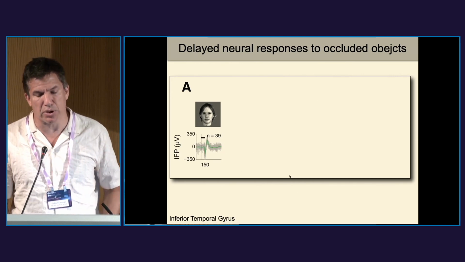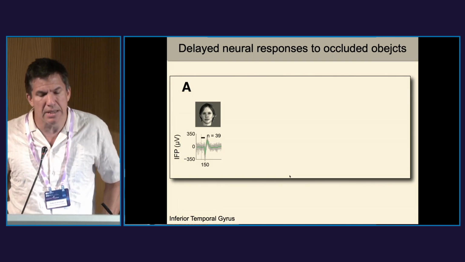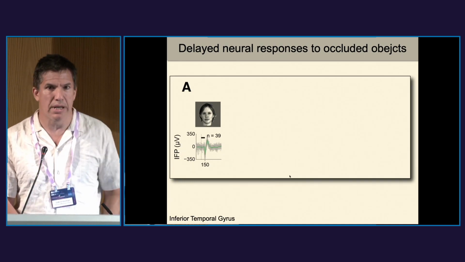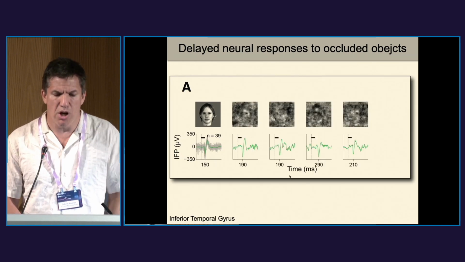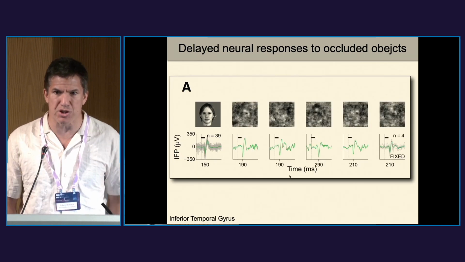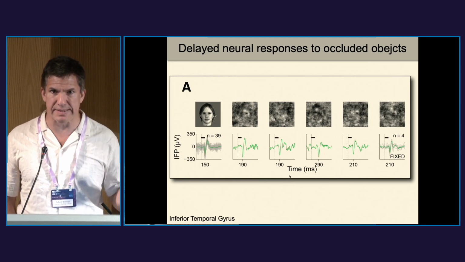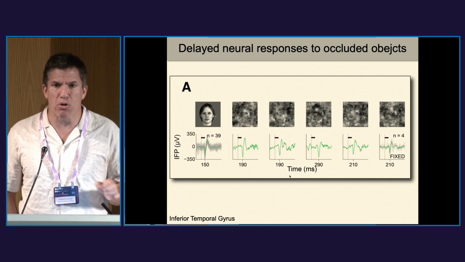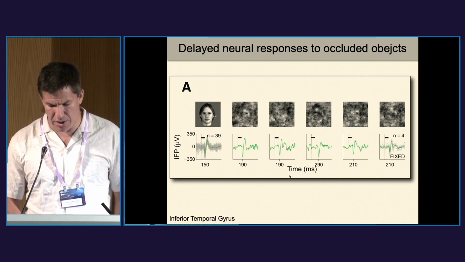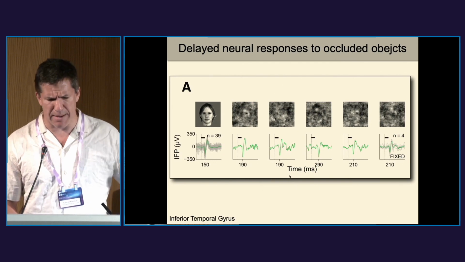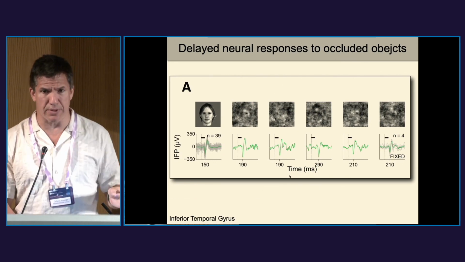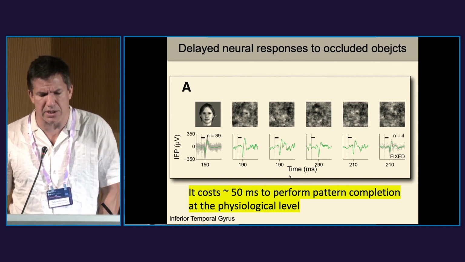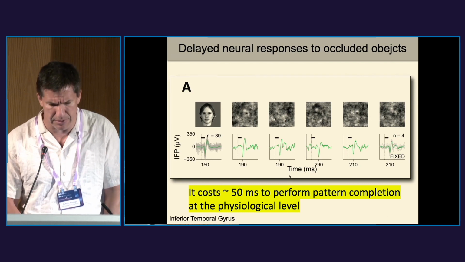This is the intracranial field potential on the x-axis as a function of time. These are 39 repetitions of one particular picture. You see a very strong visually selective response to this picture. When you show these heavily occluded images, you see that we can still evoke these strong visually selective signals in the same region. But all of these signals, interestingly, are delayed also by about 50 milliseconds. The numbers that you see on the x-axis correspond to the trough in the field potential signal. So we concluded that it costs also about 50 milliseconds to perform pattern completion at the physiological level.